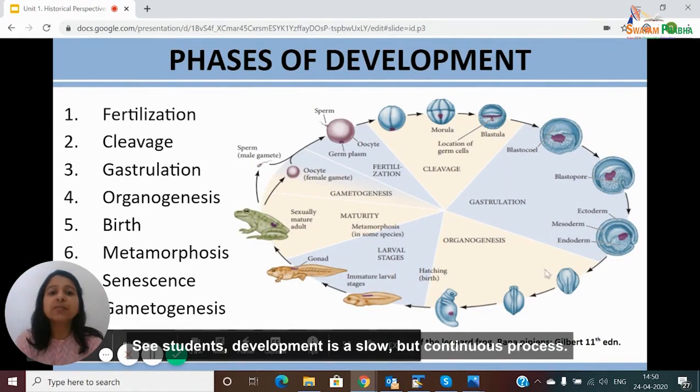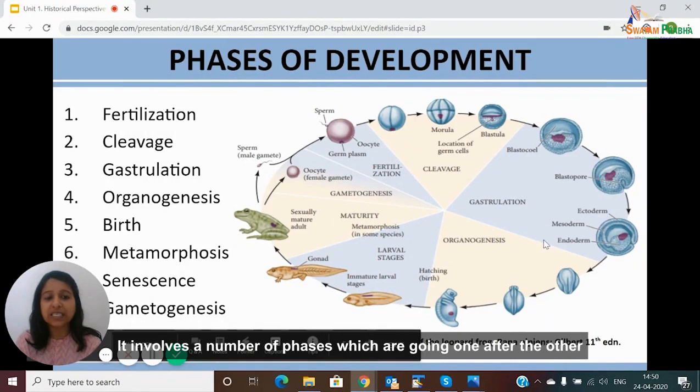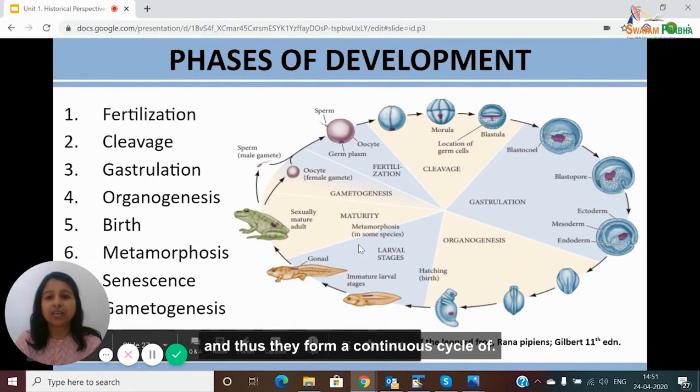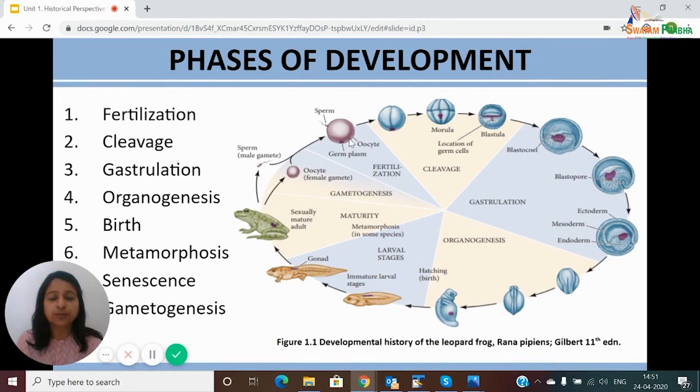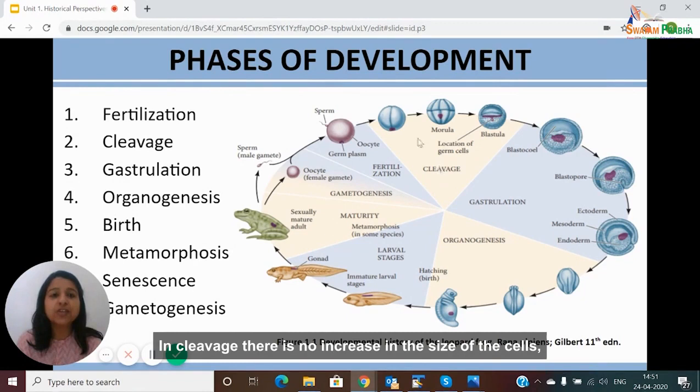See, students, development is a slow but continuous process. It involves a number of phases which go one after the other, and thus they form a continuous cycle of life. As you see here, we have different phases. Fertilization, which means the fusion of the two gametes to form a zygote. The zygote then undergoes a process known as cleavage. In cleavage, there is no increase in the size of the cells, but simply division of the cells.